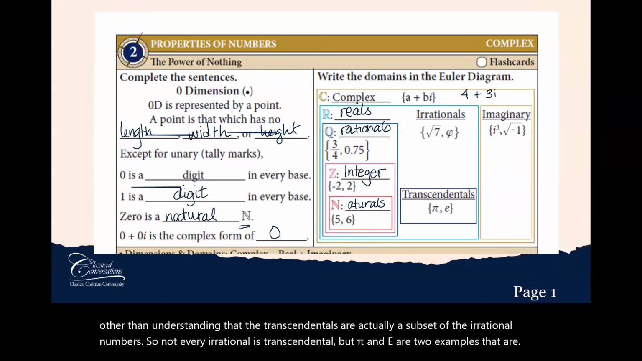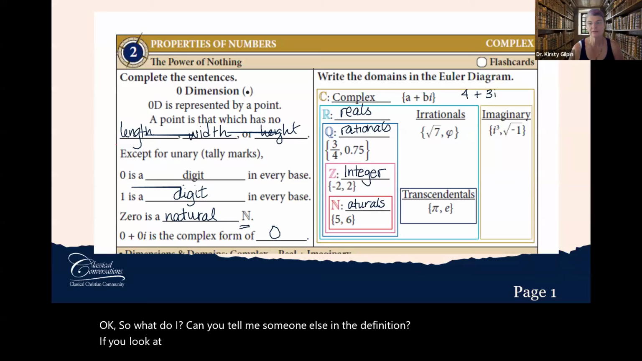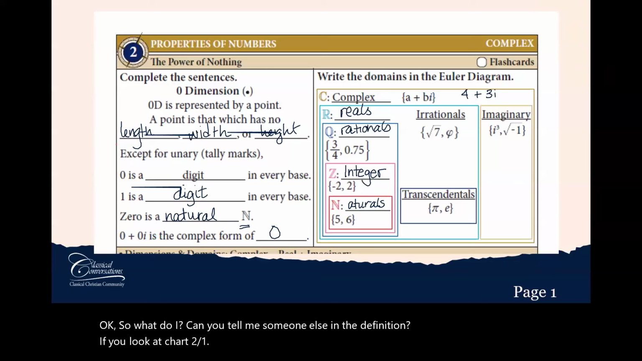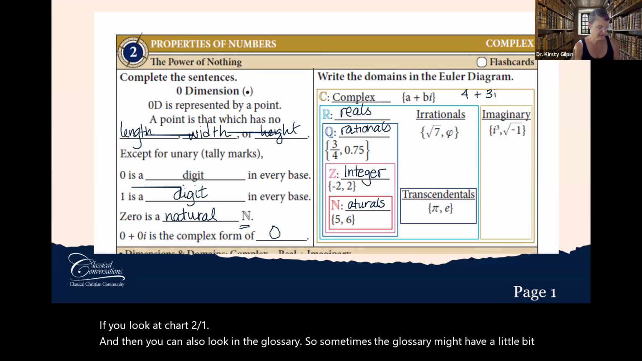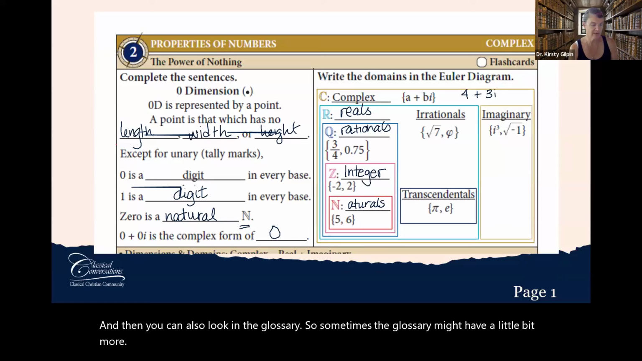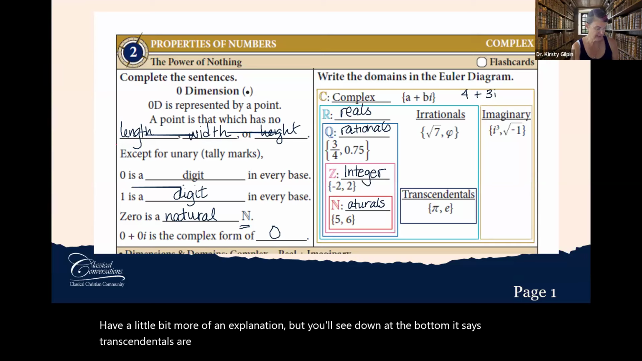Okay, so what chart did you tell me to look at for the definitions of these? If you look at chart 2.1. 2.1. And then you can also look in the glossary. Sometimes the glossary might have a little bit more of an explanation, but you'll see down at the bottom, it says transcendentals are not roots of a finite polynomial with integer coefficients.